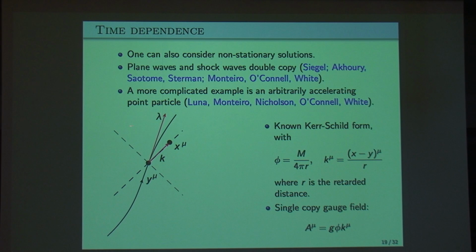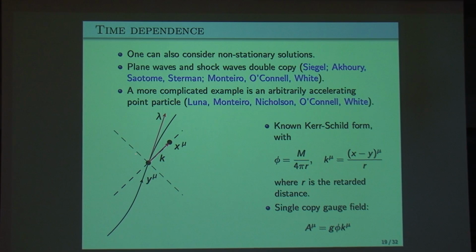A more complicated example is an arbitrarily accelerating point particle. So that's perhaps the simplest, non-trivial time-dependent solution one can think of. What one can do is take a particle moving along this arbitrary time-like world line here, and then you could look at some point x in your space and say, what is the field generated by this particle here? And if I drop a light cone so that it meets this at the point y, then the Kerr-Schild vector turns out to be that vector there pointing along the light cone, and r here is the retarded distance.